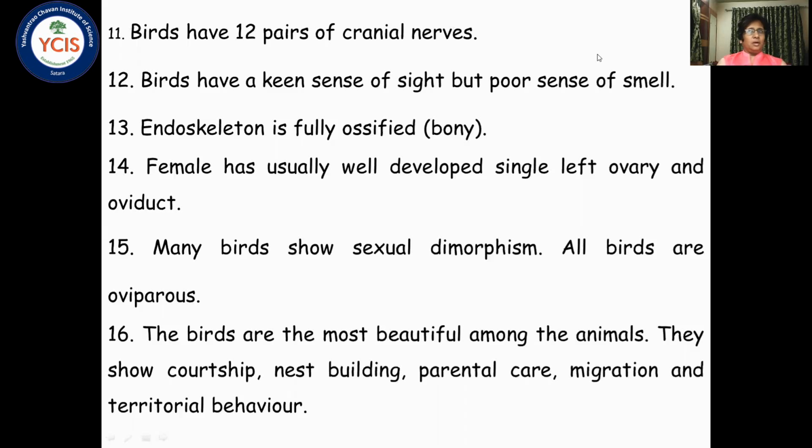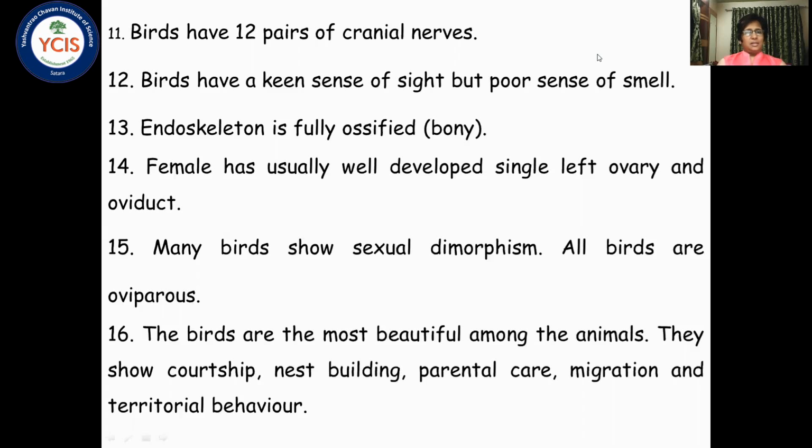The kiwi bird, however, has a good sense of smell, and the pecten is present in the eyes of birds. Ear openings are present, and the ear consists of three parts: external ear, middle ear, and the internal ear.